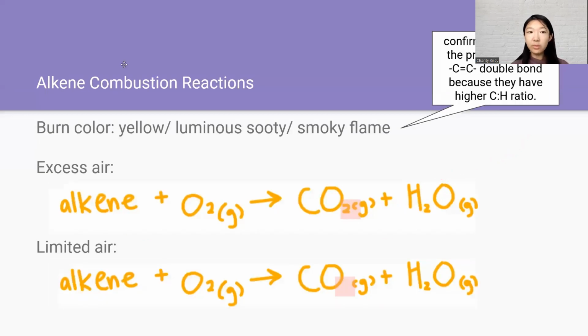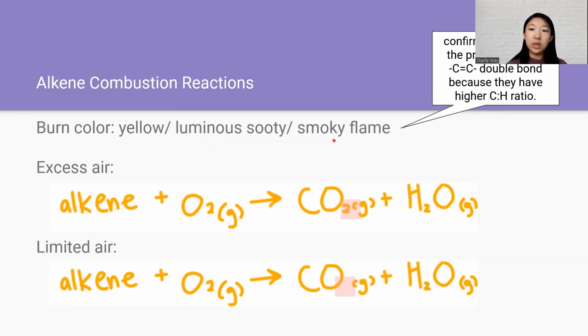So we're going to move on to alkene combustion reactions today. Alkenes, unlike alkanes, which burn blue, burn yellow. Alkenes with the double bond will burn yellow and they will have a sooty and smoky flame.